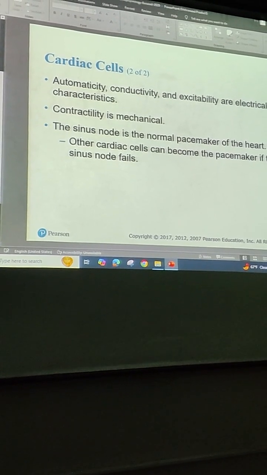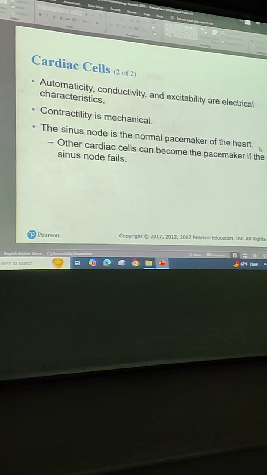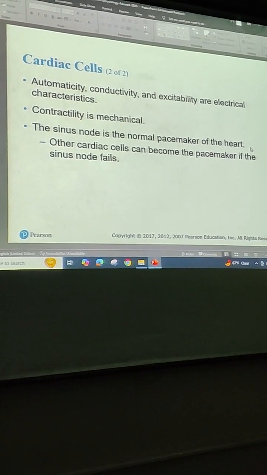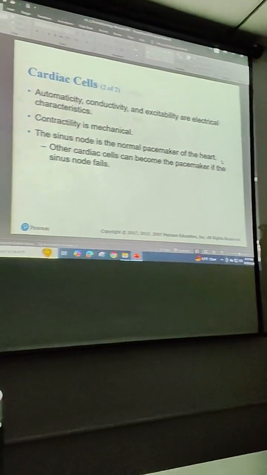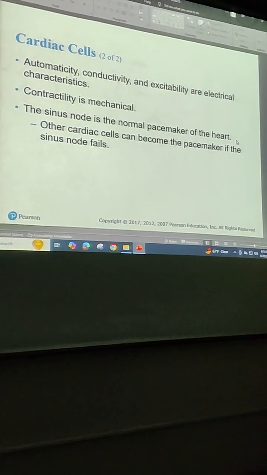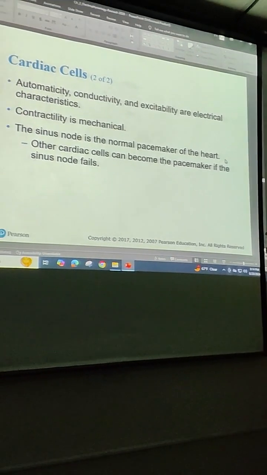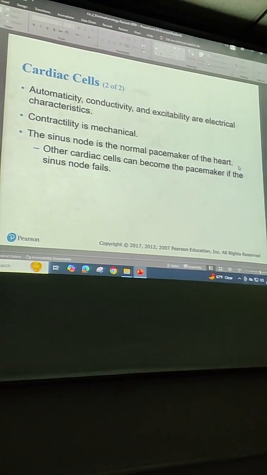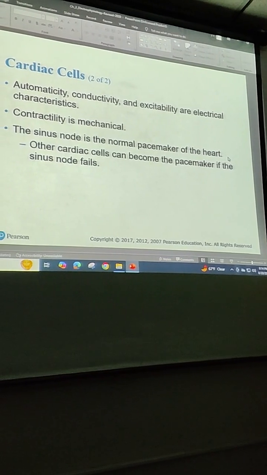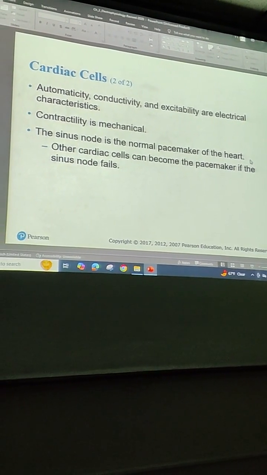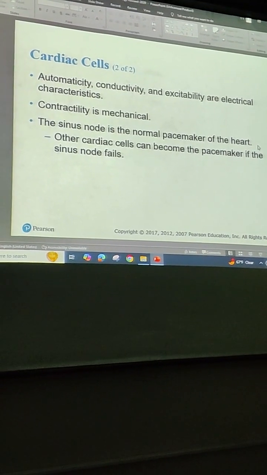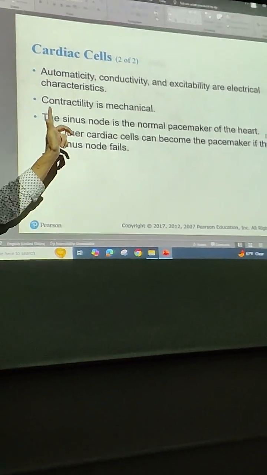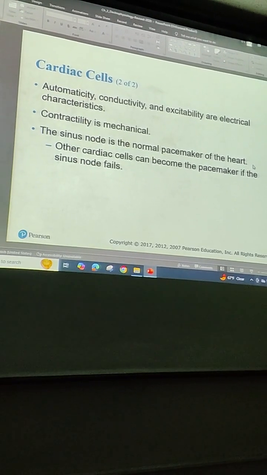Okay, it says right there, automaticity, conductivity, excitability are all electrical characteristics. Contractibility is mechanical. So you know that when the heart contracts, it's done mechanically. Everything else is electrical. So don't worry about the electrical ones, worry about the mechanical one, because that's the one that I want you to know. The sinus node is the normal pacemaker of the heart.